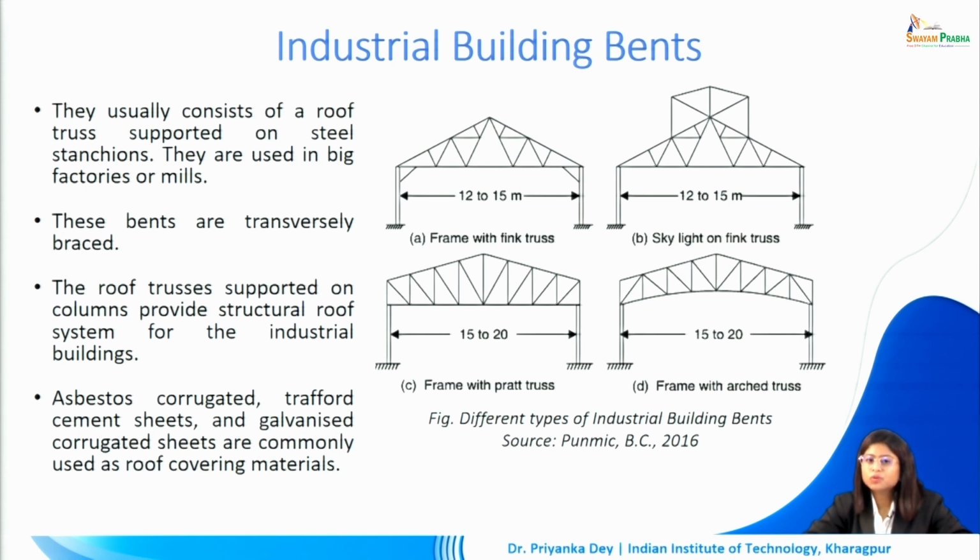Now asbestos corrugated or Trafford cement sheets, galvanized corrugated sheets can be used as roof covering materials. So different types of roof covering options are available. Commonly in factories you must have seen that such trusses are surmounted on the top with the help of corrugated sheets. That is one of the most commonly used materials for the roof covering.